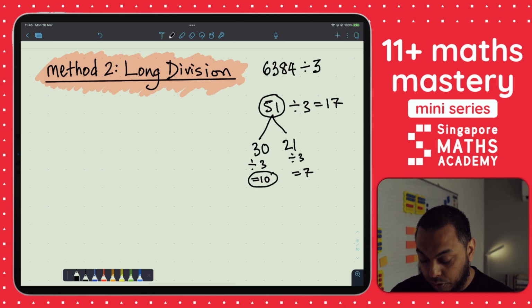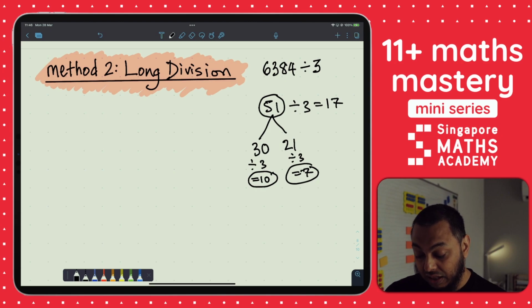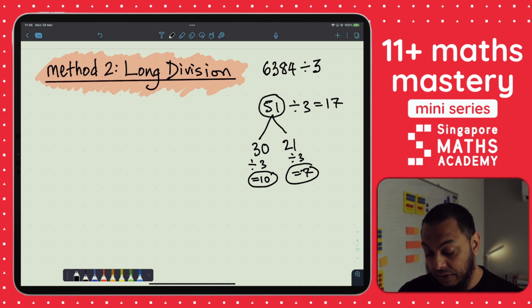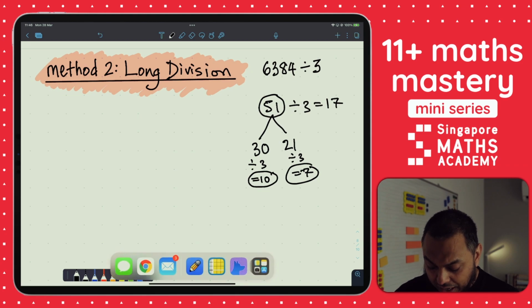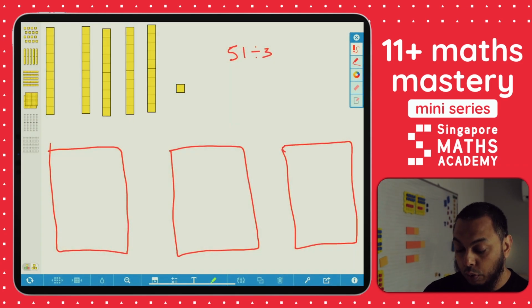There are 10 threes in 30. There are 7 threes in 21. And so altogether there must be 17 threes in 51. So with that in mind, we know that 51 divided by 3 is 17. How do I show this using the bus stop method? So the bus stop method would look something like this.